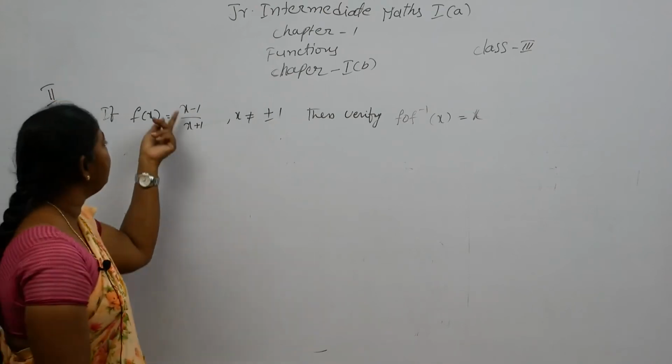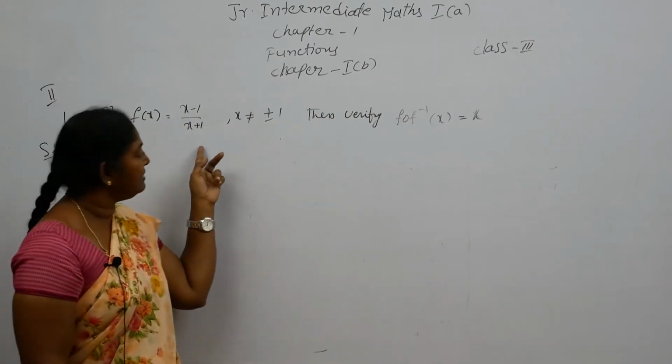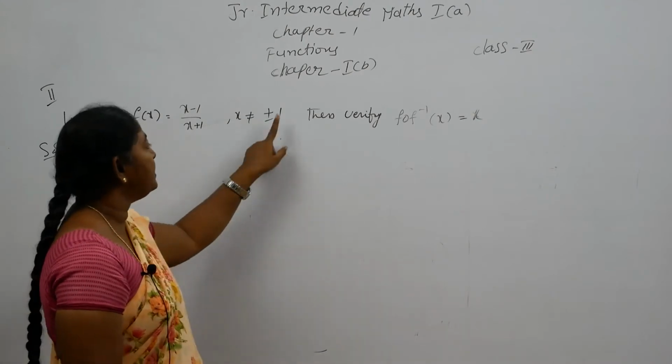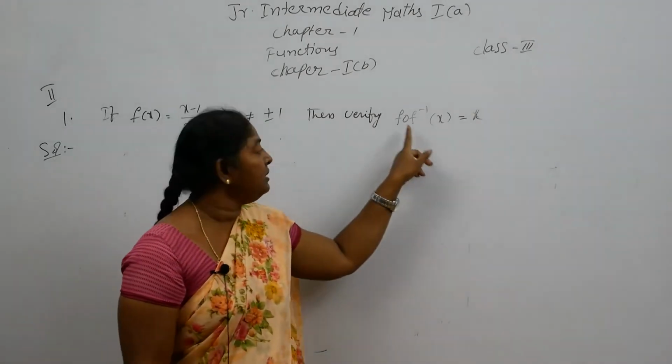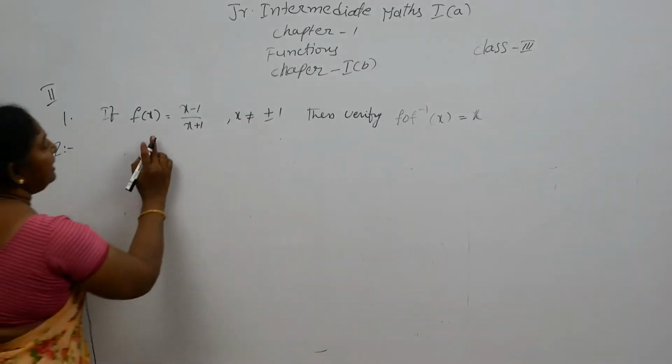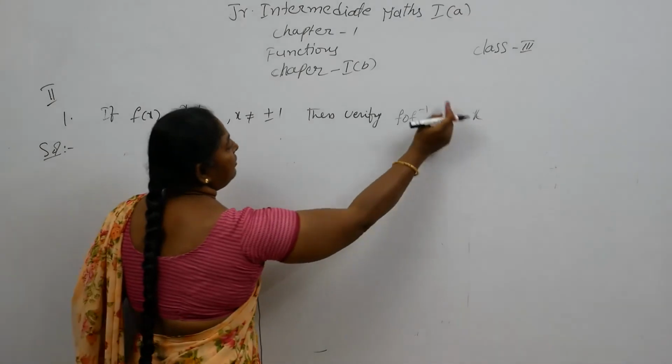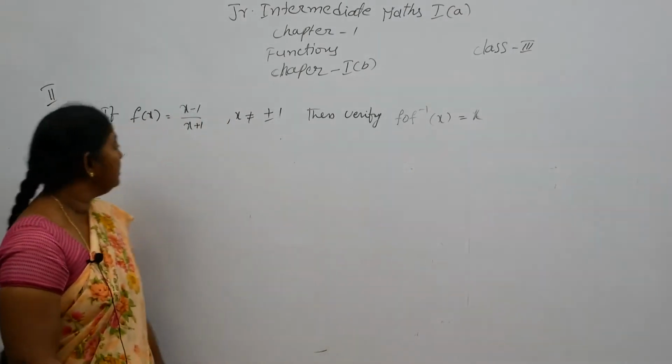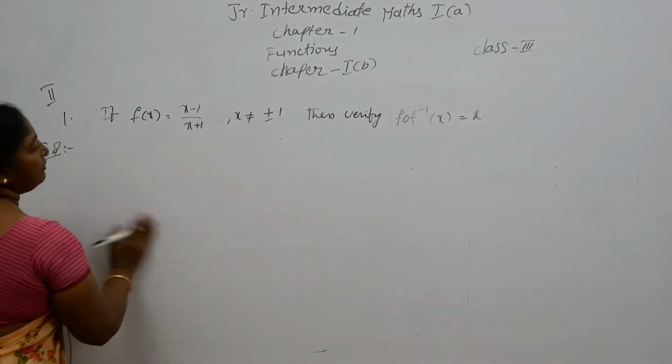If f of x equals x minus 1 by x plus 1, x is not equal to plus or minus 1, then verify f inverse of x equals x. Solution: here f of x is given, but we have to find f inverse of x. So first, f inverse of x we have to find.